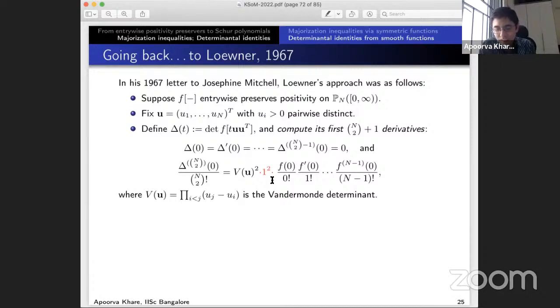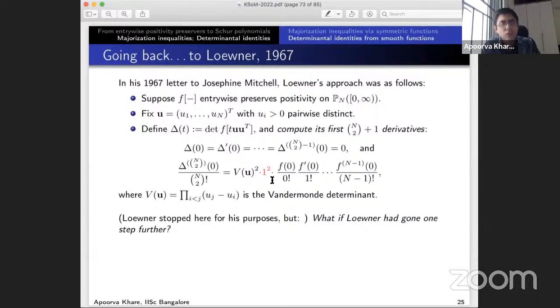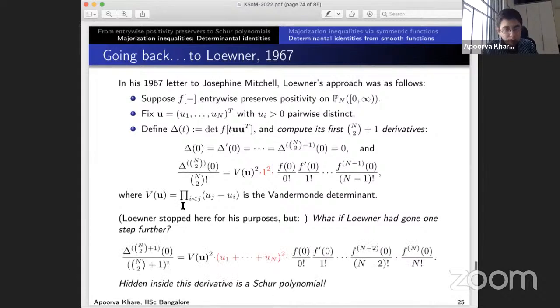And it was sort of lucky, or maybe unlucky for the field, but maybe lucky for me, that Loewner did not go one step further. What if he had? He stopped here because he wanted to understand entry-wise functions preserving positivity. But what if you go one step further and calculate the N choose 2 plus first derivative at 0? Then you would get the same normalization, the same Vandermonde square, the same kind of ratios of derivatives, and the (n minus 1)st derivative, the last term, gets replaced by the nth derivative.